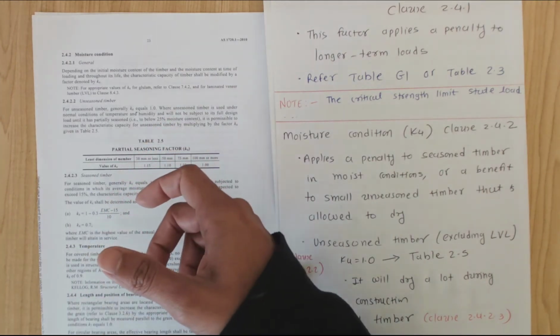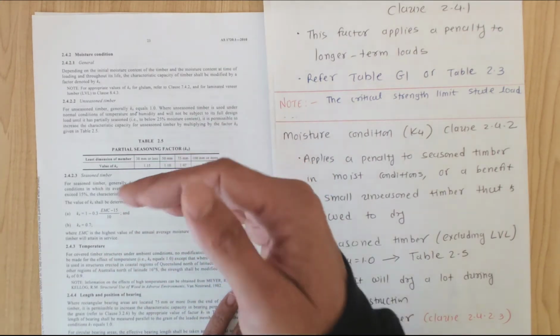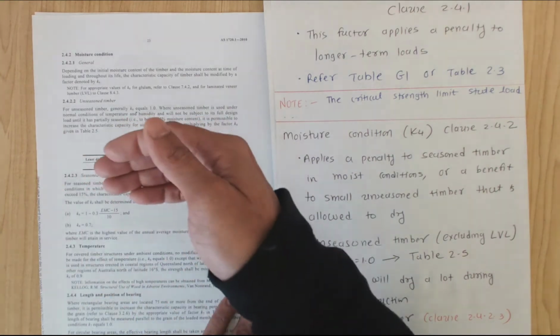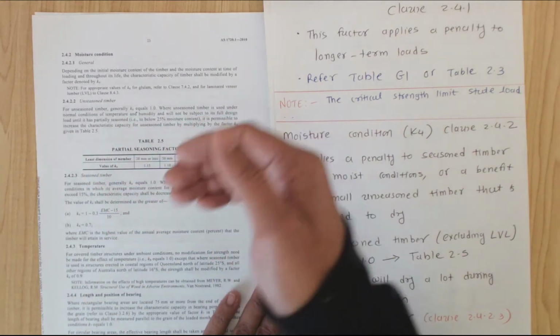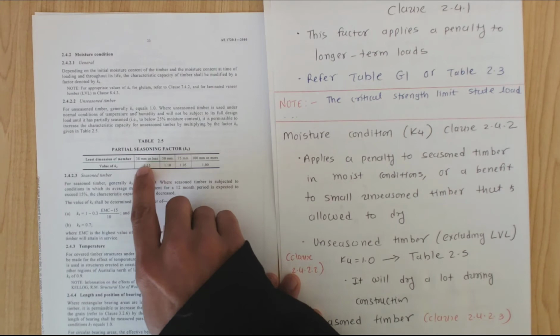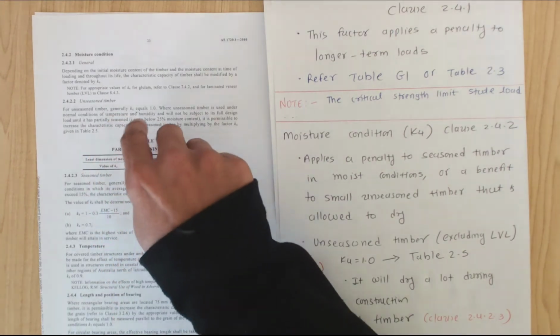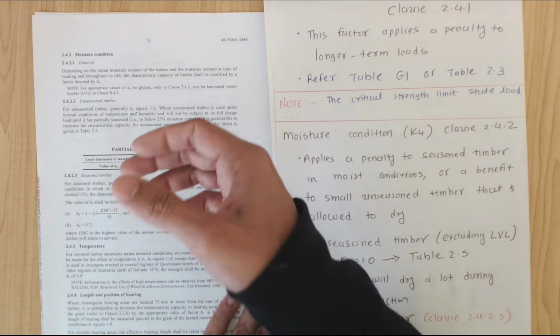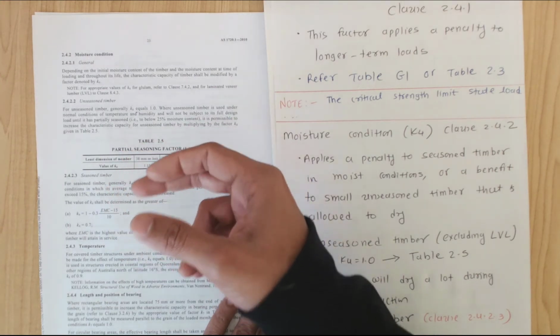So this is talking about when your member is sitting during the construction, before it goes into service. During the construction it will dry out quickly, meaning that the standards take advantage of that factor. If you have unseasoned timber which has a lot of moisture in it, but you put it in during construction exposed to the environment, it will dry out quickly.